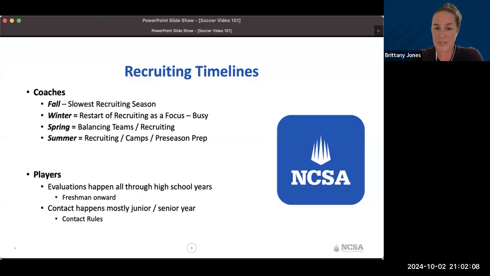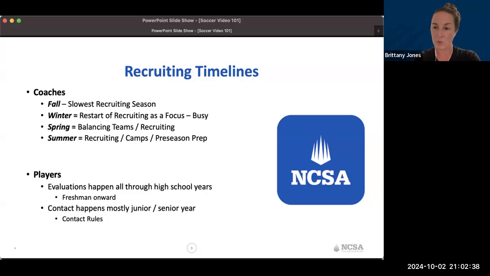When we look at recruiting timelines, okay, we generally will break the year up into seasons as a college coach, right? And so right now we're in the fall season that runs from August to early November. It is the slowest recruiting season, okay? And the reason for that is that coaches are currently in the college season. And so their primary focus is the performance of their teams, and they will shift their attention to recruiting as we get into November, and then through the rest of the year is a busy recruiting time.